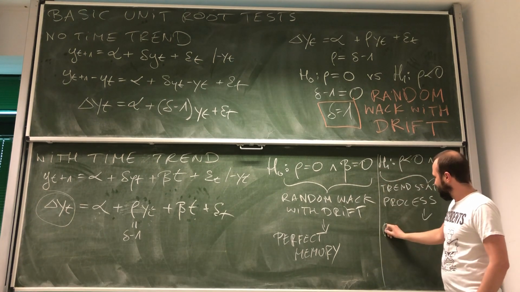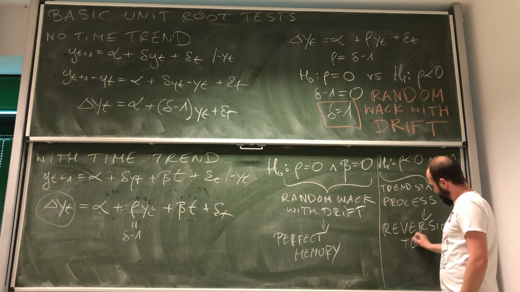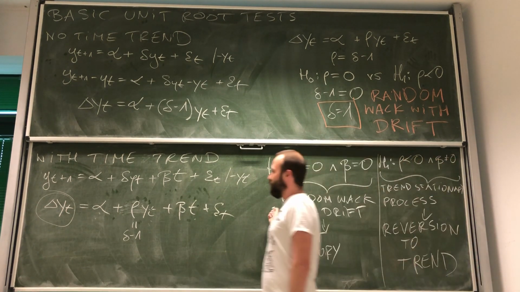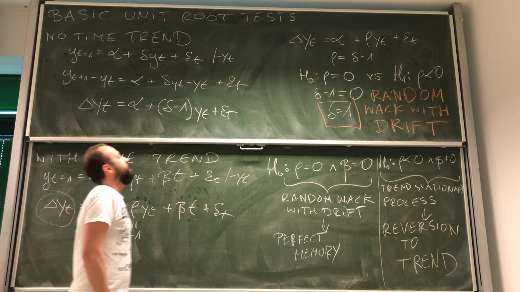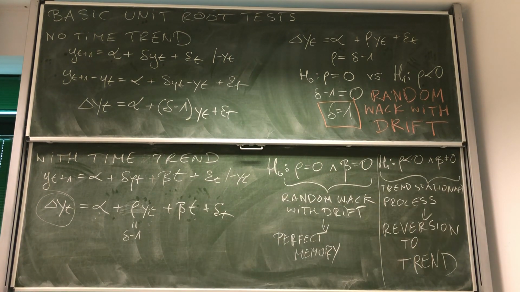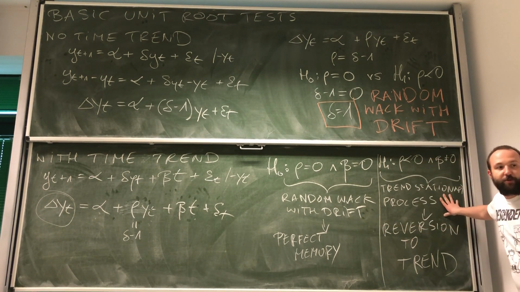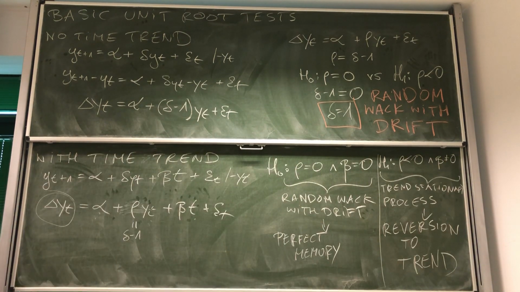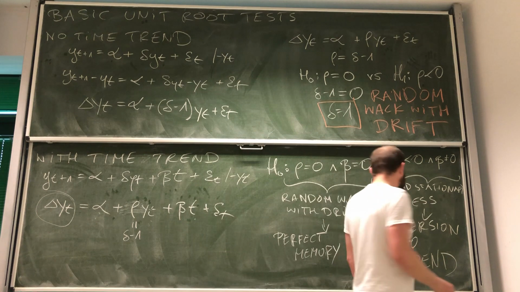And reversion to trend. And look, based on these tests, you can actually establish whether a given variable was generated by random walk with drift or maybe by some trend-stationary process. Look, you can estimate those equations with OLS. And let's just say that this is the first good approximation.